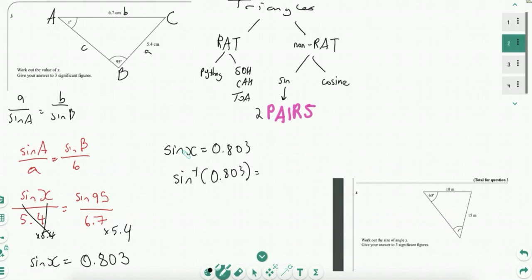And you just put that into your calculator. So inverse sine 0.803 is going to be 53.4. And that's the actual answer, okay? So whenever you're trying to find the missing angle, make sure you do an inverse at the end, okay? And that is your answer. Feel free to do this question below over here.